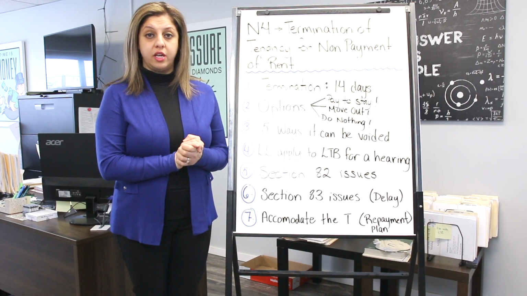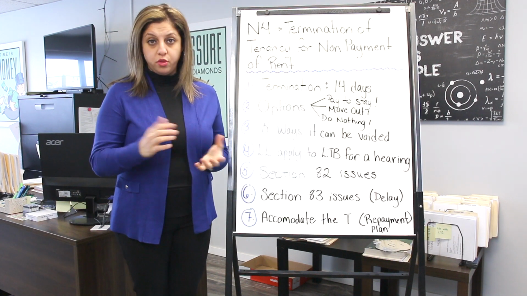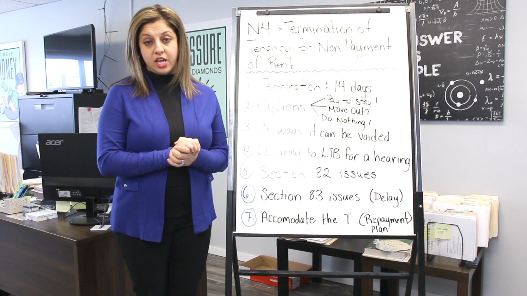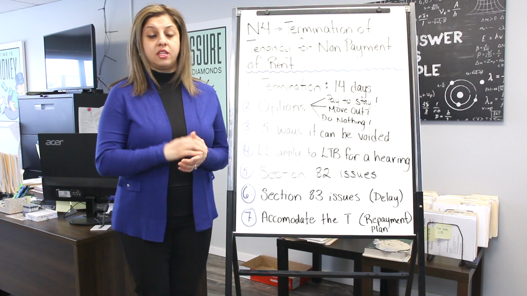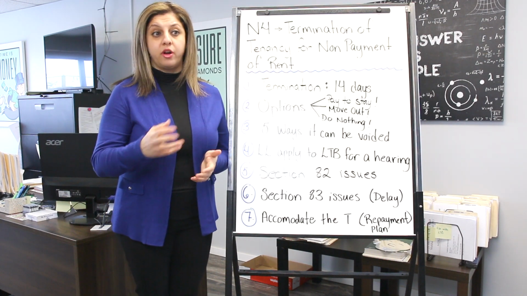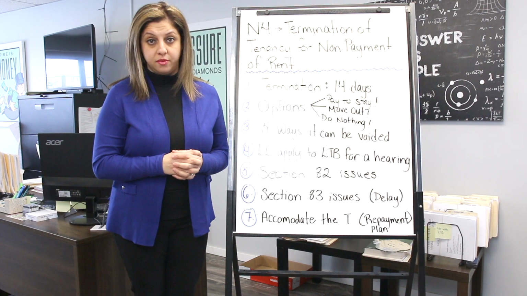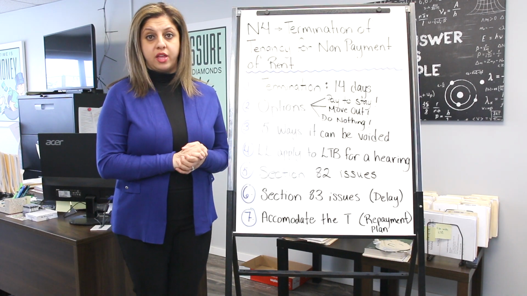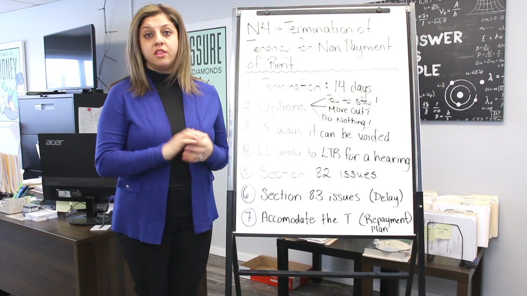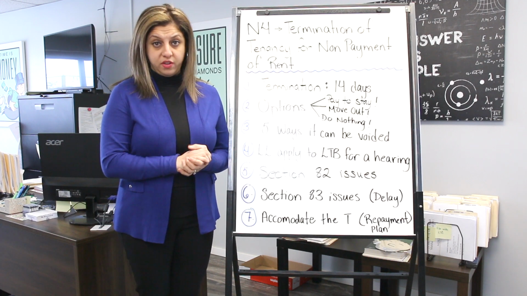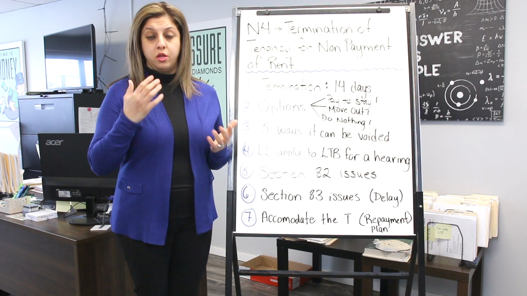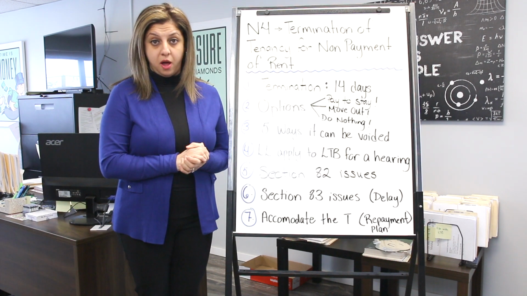On the day of the hearing, a landlord must show the board that they have accommodated their tenant. And what that means is that the landlord must show the board how many times they've reached out to the tenant to request a repayment plan. If the landlord can show that the tenant has not responded, then the board will either issue an eviction or the board will put together a repayment plan on the spot.